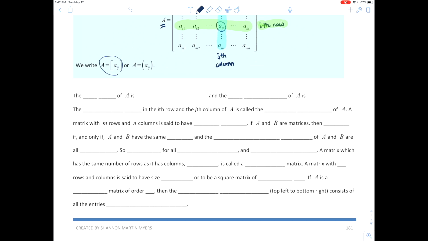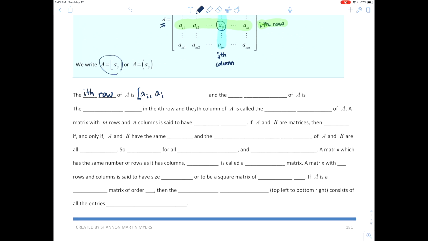Just like we said, the ith row of A would be represented like this. Here you'd use a bracket. So we're in the ith row, so we'd have a_i1, that means the ith row in the first column, the ith row in the second column, and you'd keep going on until you get to the ith row in the nth column. This is for an M by N matrix, and you close off your bracket. Good so far?